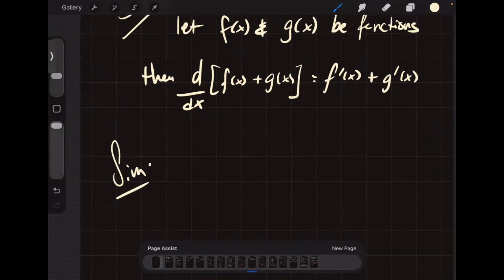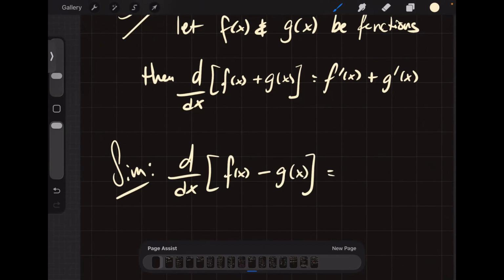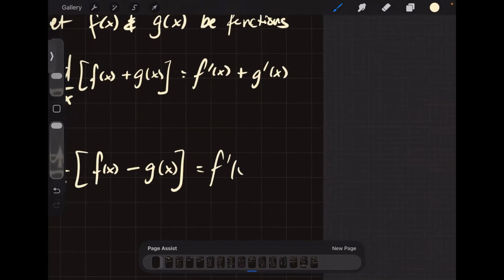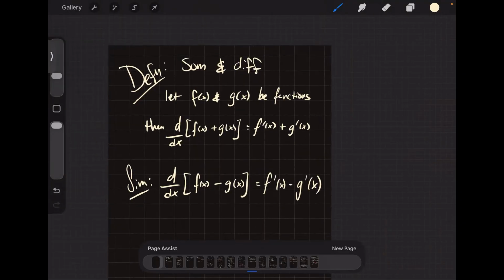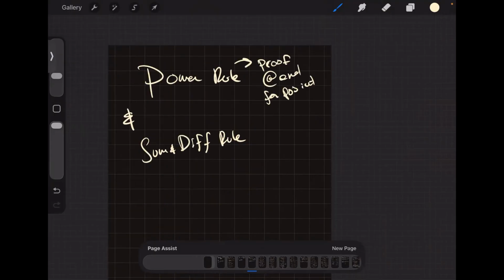Similarly, the derivative in terms of x of f of x minus g of x is going to be the derivative of the first piece minus the derivative of that second piece. Easy money. Okay, now I'm going to go over the proof of why this works.